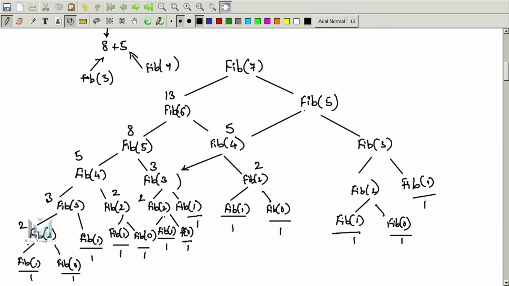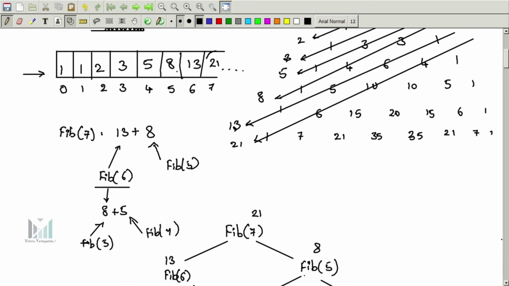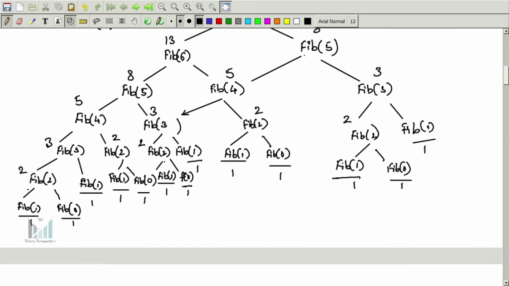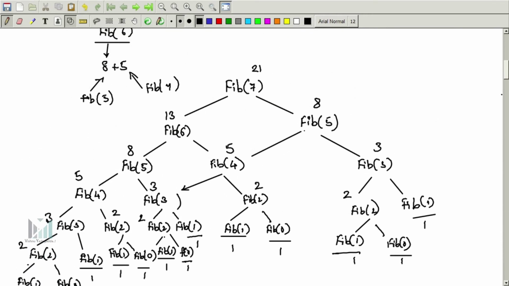Fine. So then 1 plus 1 is 2. 2 plus 1 is 3. 3 plus 5 is 8. 13 plus 8 is equivalent to 21. So fib of 7 is equivalent to 21. So now in this process we have seen that this is a recursive tree.